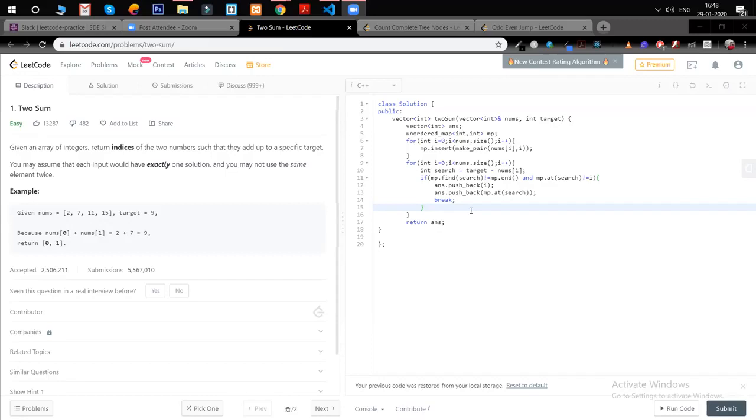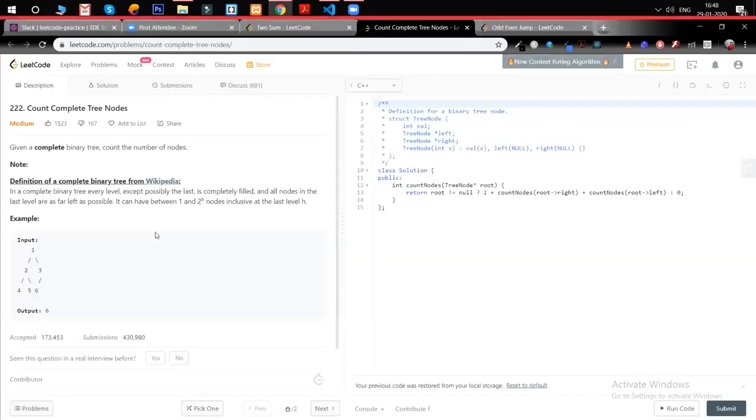Fine. So the next question is from the medium bucket, and this question is from the tree data structure. We are given a complete binary tree, and what we have to do is count the number of nodes. I guess everyone knows about a complete binary tree. So here is a beautiful definition of a complete binary tree.